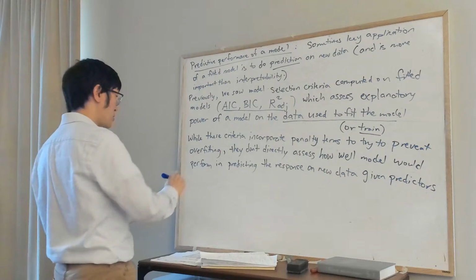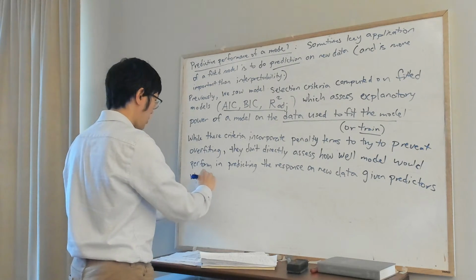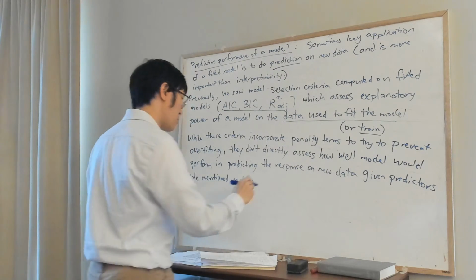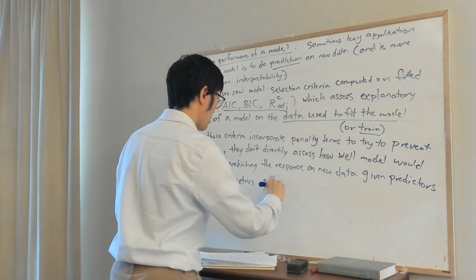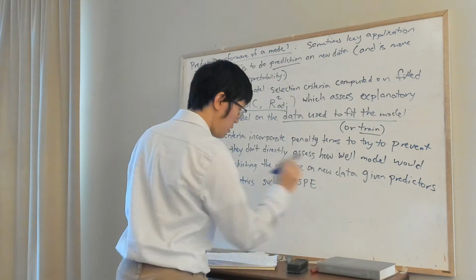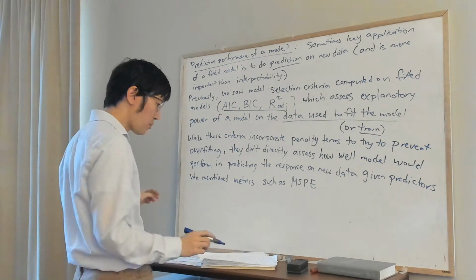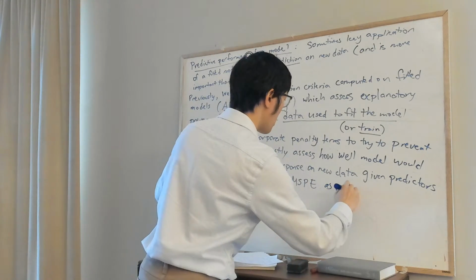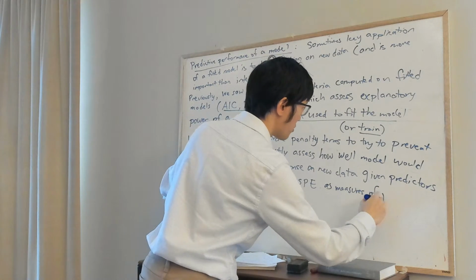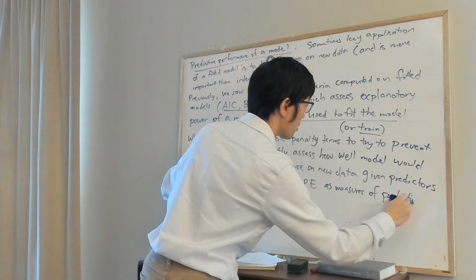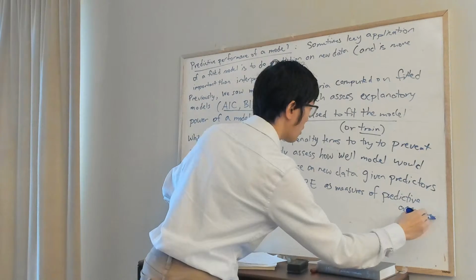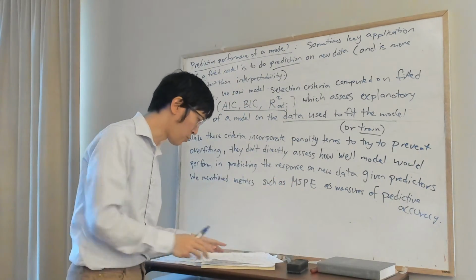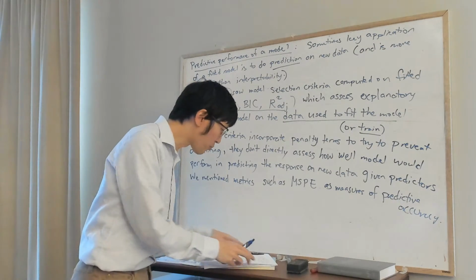We also mentioned metrics like mean square prediction error, such as MSPE, as measures of predictive accuracy. Okay, so we're going to delve into how to use metrics like these.